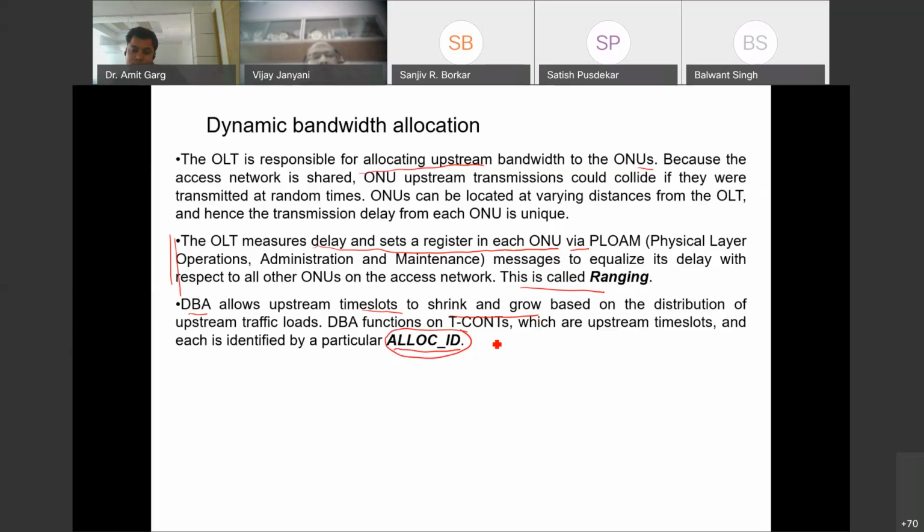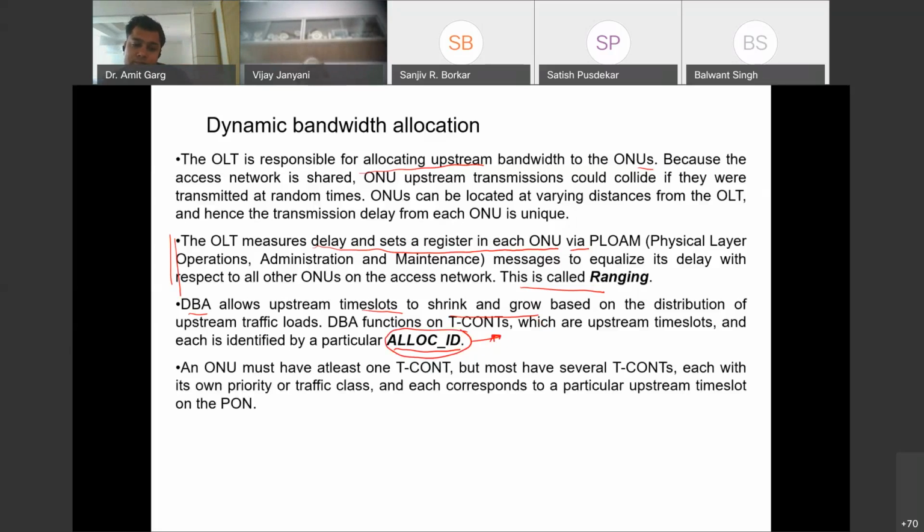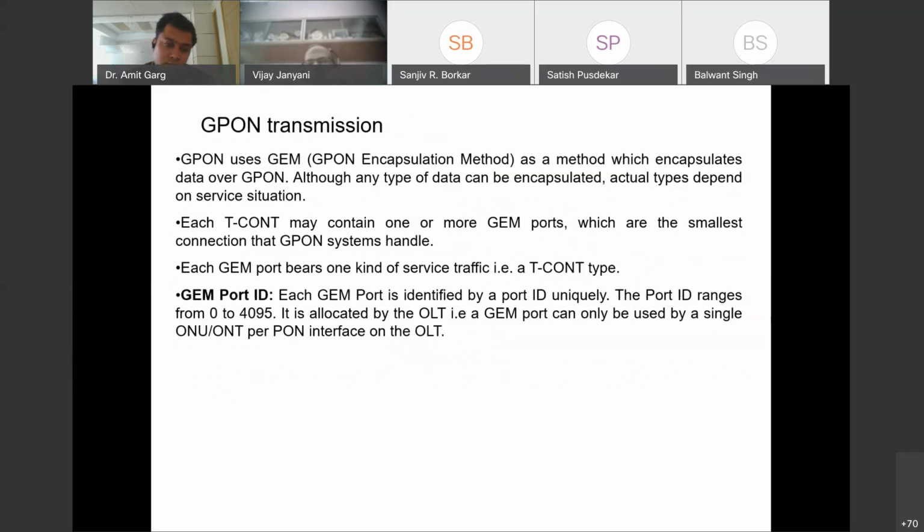Each ONU is given a unique ID that is used to identify that ONU. It is just like a packet concept, where you have a header in a packet, and then that packet knows where it is heading depending on that header. So that is the principle of dynamic bandwidth allocation.